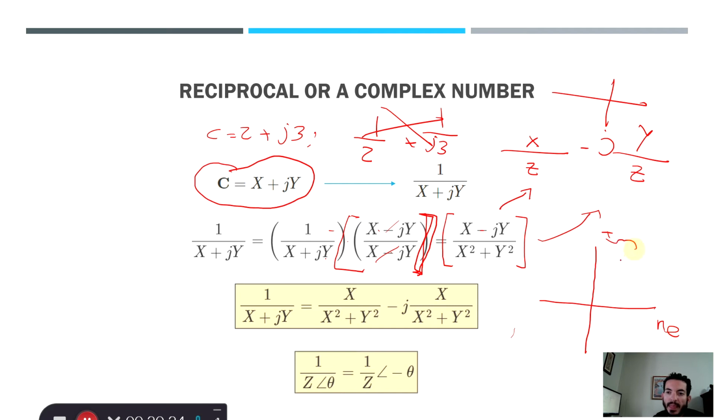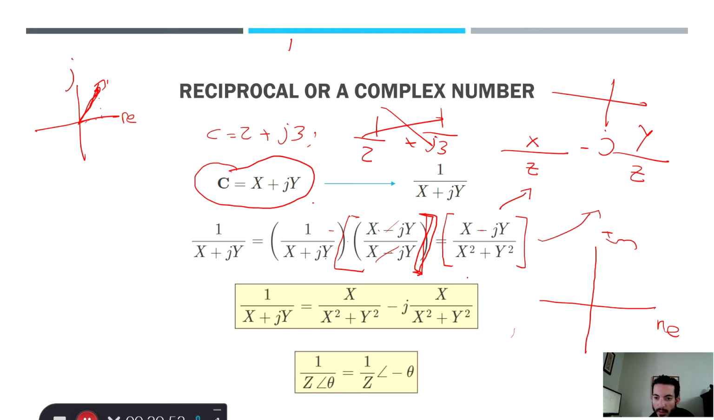So notice that your initial quantity right here was 2 in the real axis and then 3 in the imaginary axis. So this is the line describing that point. Okay, so this is your 2 plus 3j. This is your imaginary, this is your real.